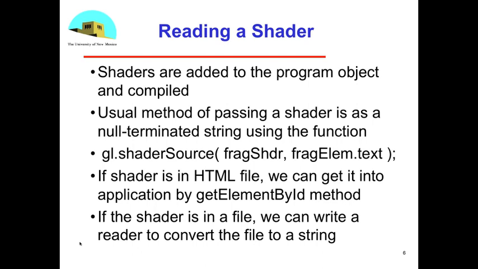In principle, what you'd like to do is just get a null terminated string from somewhere. So this is the OpenGL. If you have that null terminated string, you can use the function GL shader source to then say, I've named my fragment shader, here we're just calling it frag shader, and the text is in frag element dot text. Well, we can do that in a number of ways.